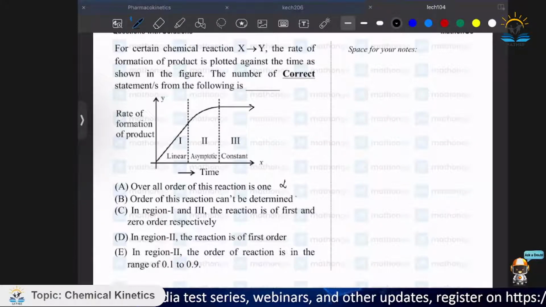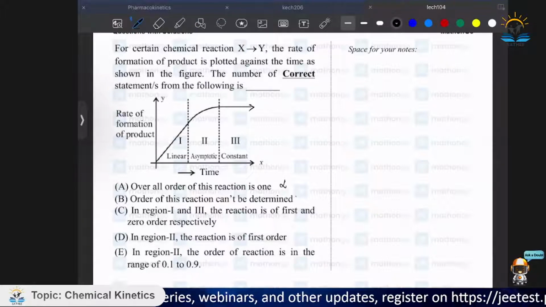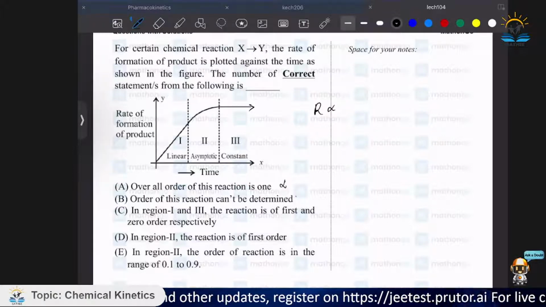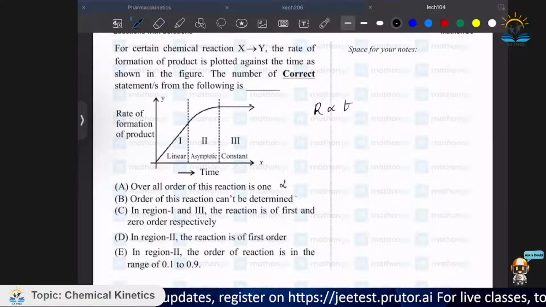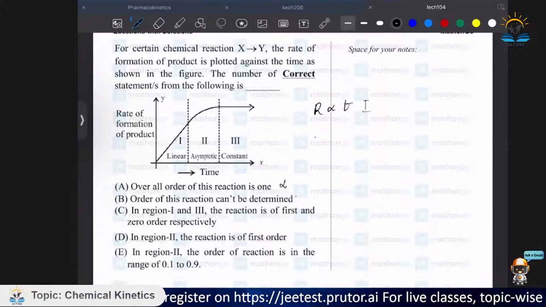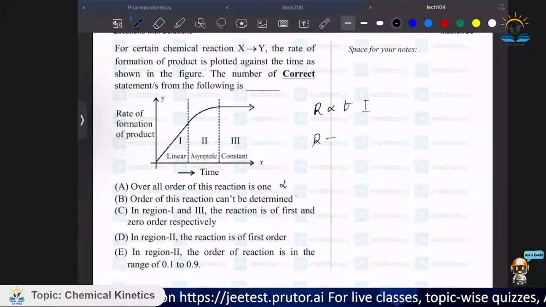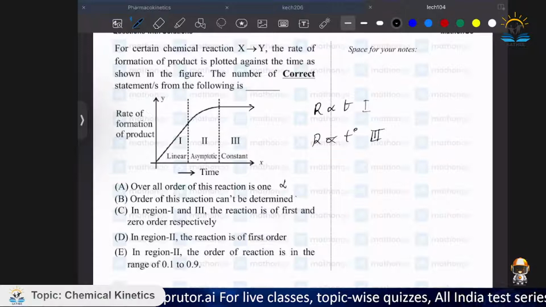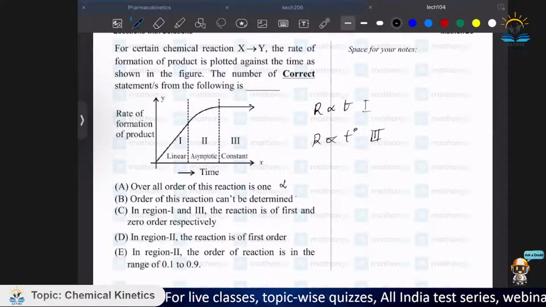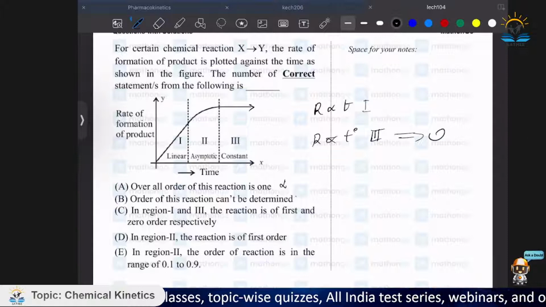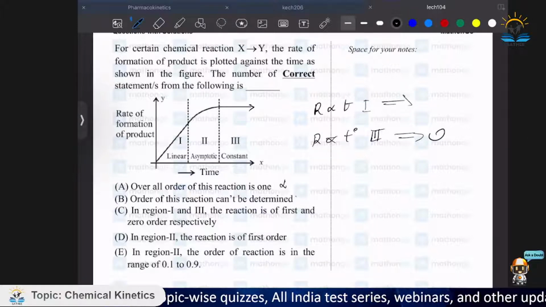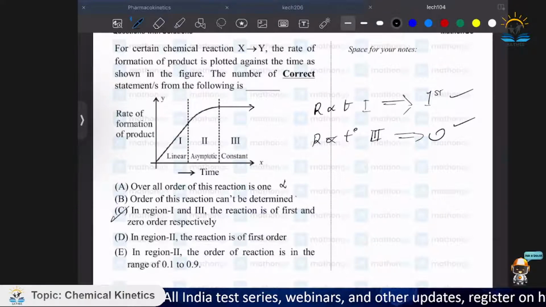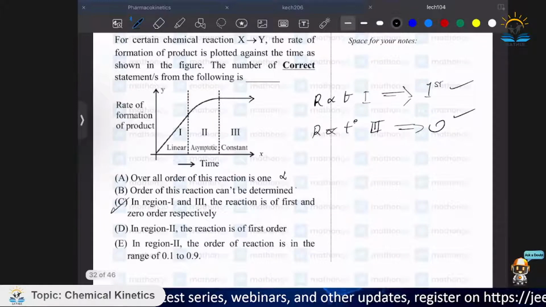We'll see in region 1 and region 3 reaction is of first and zero order respectively. So see, rate of formation of product is directly proportional to time. This is what is happening in the first region, and rate of product is not proportional to time in the third region. So both of them are different, and if rate is independent of time, then it is zero order reaction, and if rate is dependent on time, it is first order. Yeah, true, this is true.